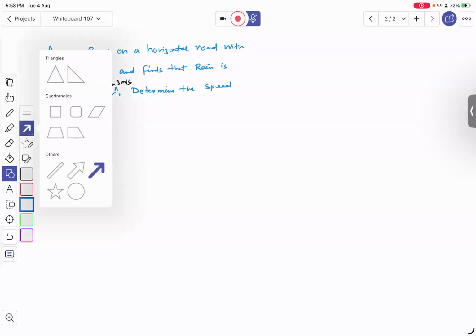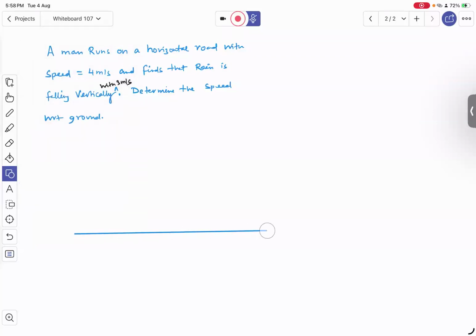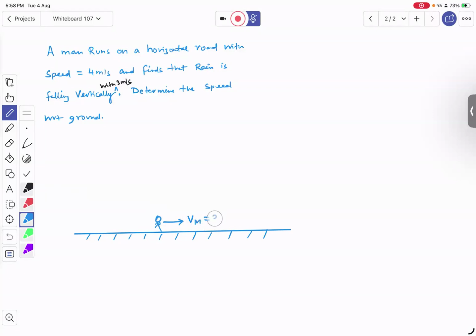So let's consider the man running this side, given to us as 4 meters per second. And what else is told is this, that the velocity of the rain with respect to the man is this much, like this. So we have started this question. Now try once, then I will solve it.